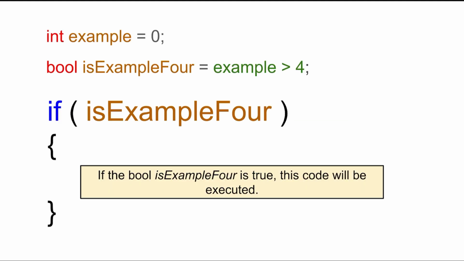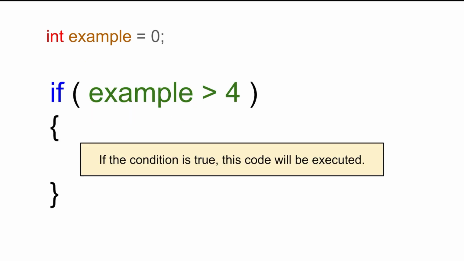So then, in our if statement, we could just say if isExample4, and that would mean that if isExample4 is true, so if example was greater than 4, as we said earlier, then the code inside the if statement will be executed, and of course otherwise it won't be, and we can tag on our else statement and all of that. And we can also just remove the middleman, so we can just put our conditional statement straight into our if statement, and that's what people generally do. So here we're just saying if example is greater than 4.